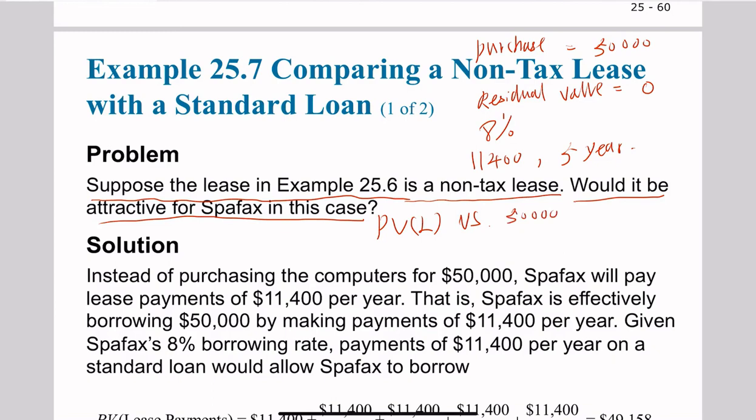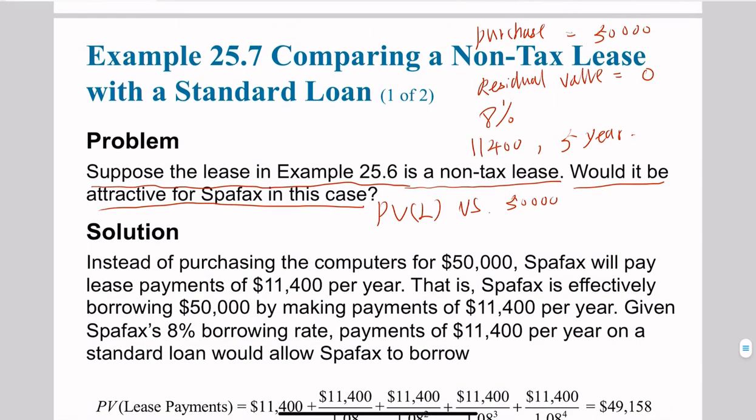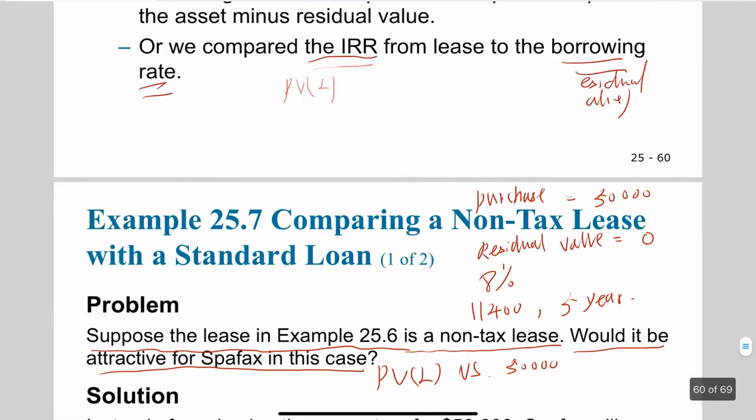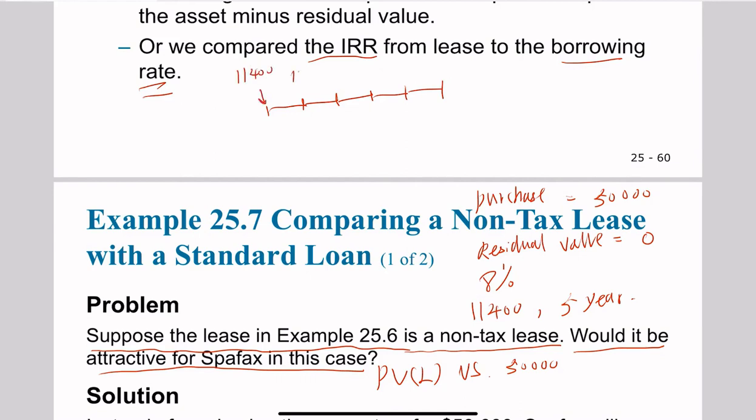$50,000. Now, how do you compute the present value of your lease payments? Well, we discussed this in the beginning of this chapter, right? You will use this modified annuity formula. So if you look at the timeline, it's a 5-year lease, and so we will have 5 lease payments, right? So it's 11400, 11400, 11400, 11400, 11400. Right?